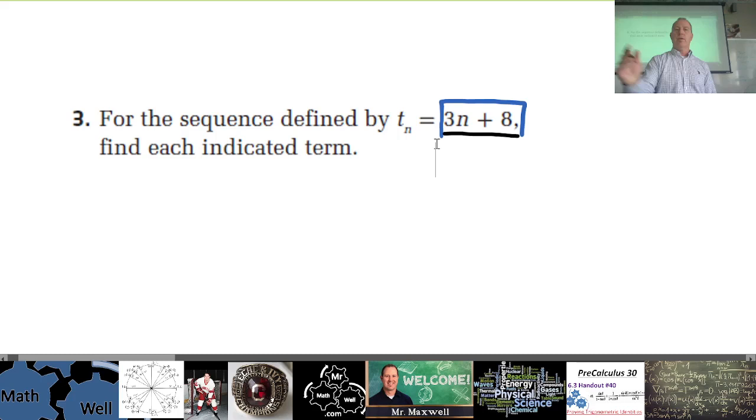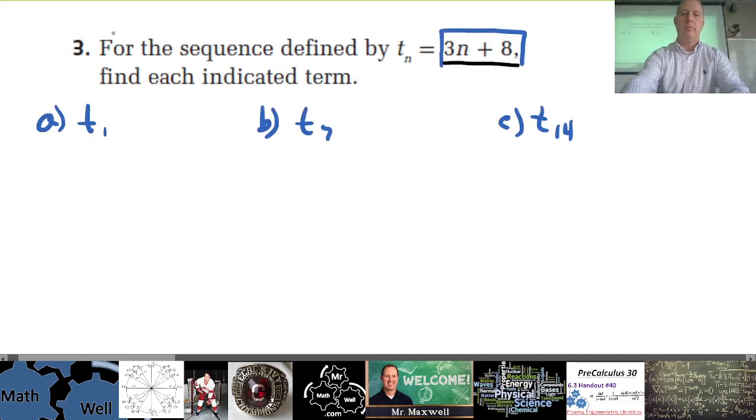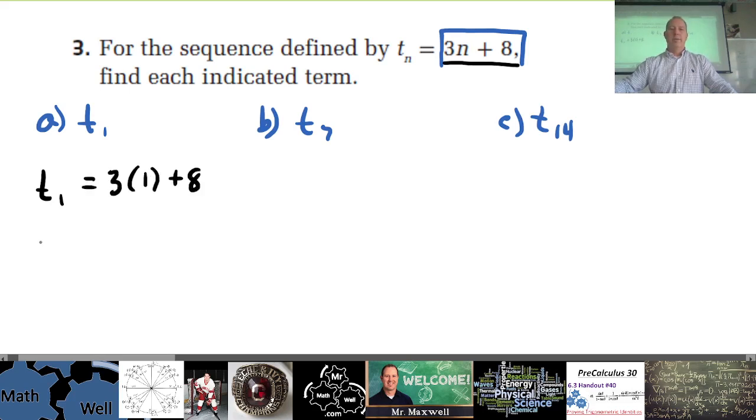I don't think I copied this whole thing down. Let me just give me a second. Okay, so for t of 1, it's really easy. All you do is you put in 1 into the expression there. So if n is 1, then n has to be 1 over here. And we find out that t of 1 is actually 3 plus 8, or 11.